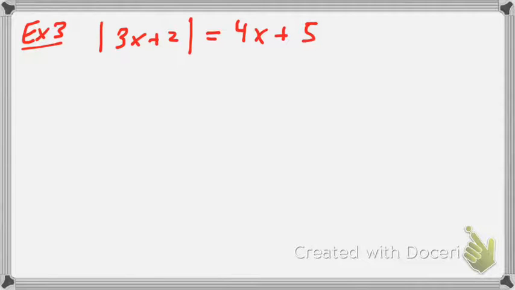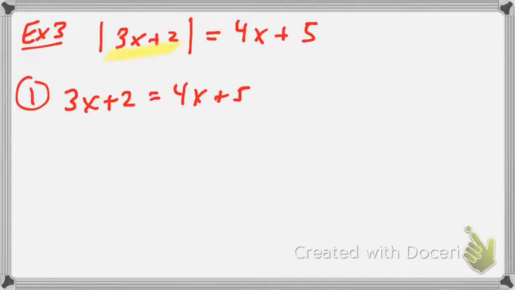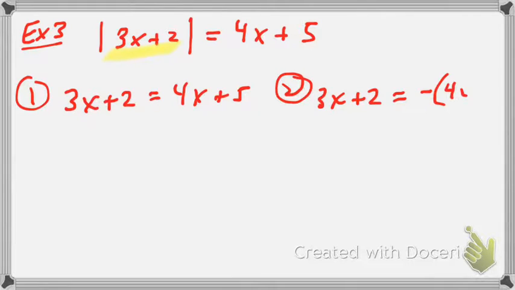Alright, so the absolute value is isolated, so we can skip to step 2 and write our two equations. So we're going to drop the absolute value bars and write what you see for the first equation. And then the second equation, write what you see on the left hand side. And then you're going to multiply the entire right hand side by a negative 1.